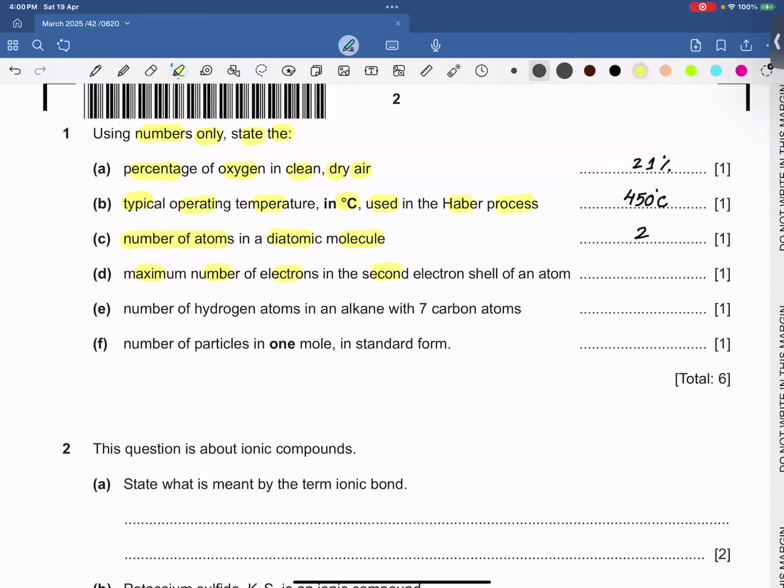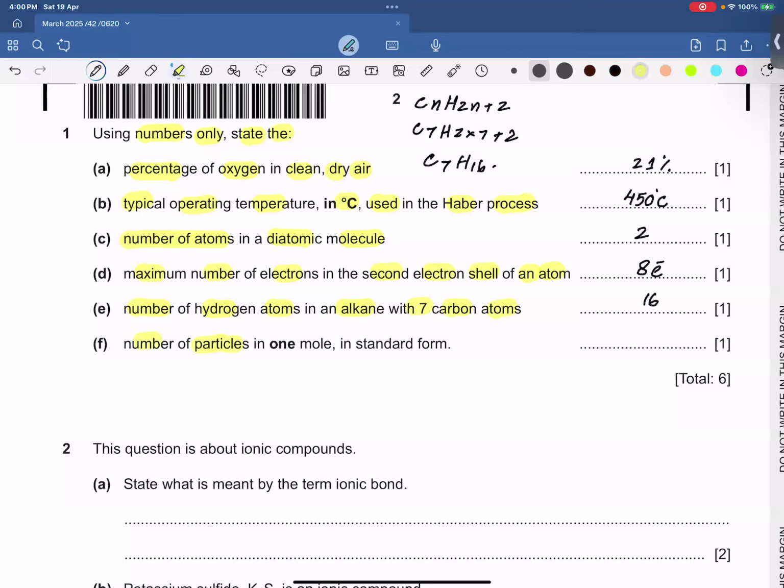Maximum number of electrons in the second electron shell of an atom. The second shell is basically the L shell, and the L shell contains a maximum of 8 electrons. Now the next is the number of hydrogen atoms in an alkane with 7 carbon atoms. See, let's apply the general formula of alkane here, CnH2n plus 2. We have 7 carbon atoms, so 2 into 7 plus 2, which is 16. So hydrogen is going to be 16. Okay.